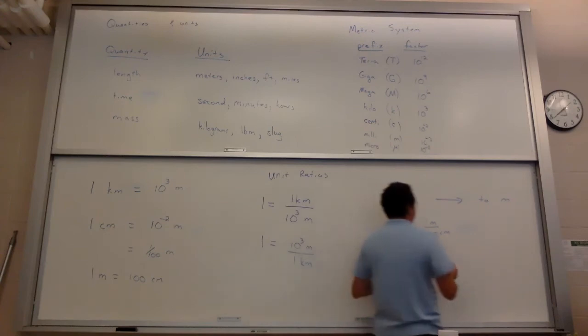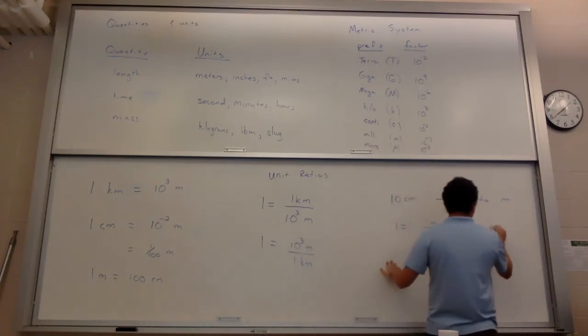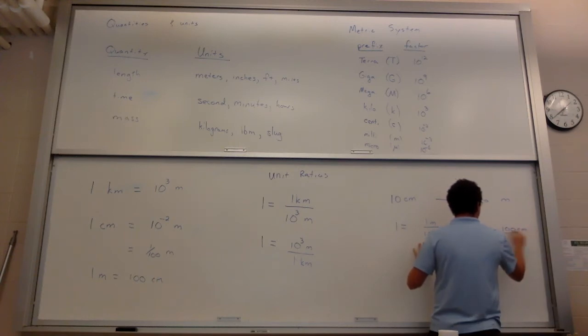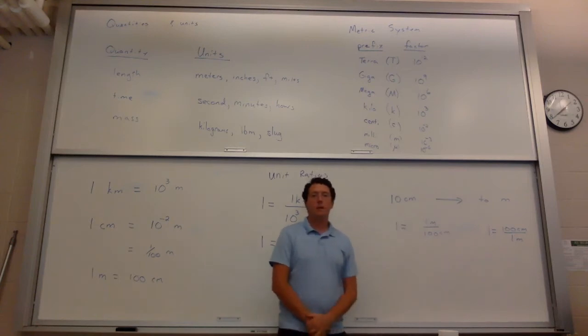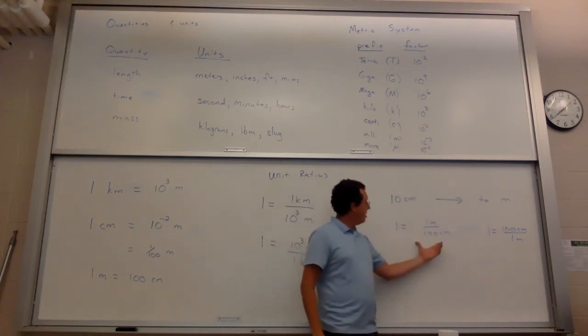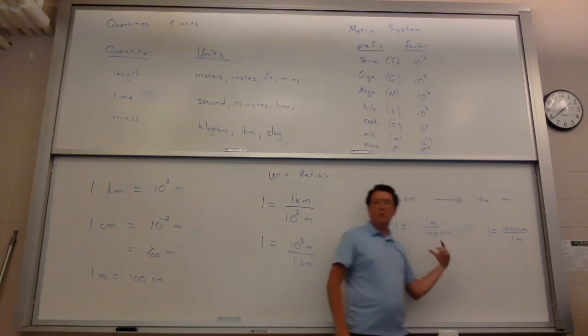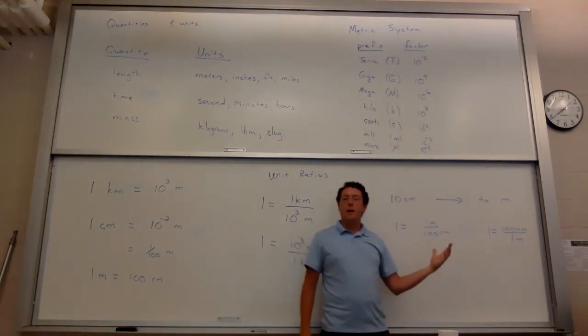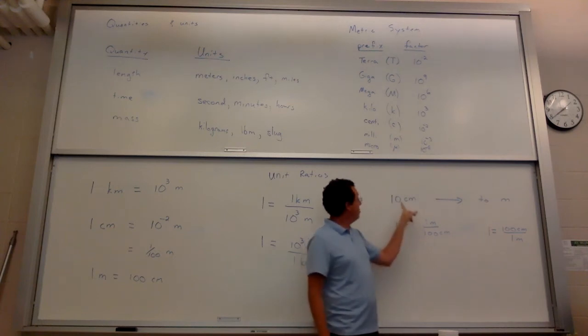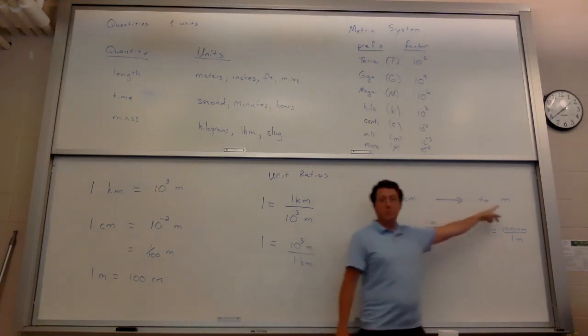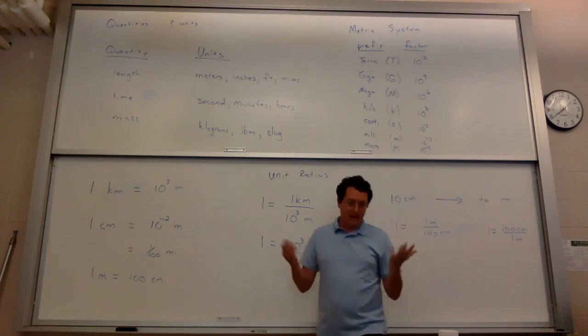Or I could also use 1 equals 100 centimeters divided by 1 meter. Okay. These are my two expressions for the unit ratio, and I want to use them to convert 10 centimeters to meters.